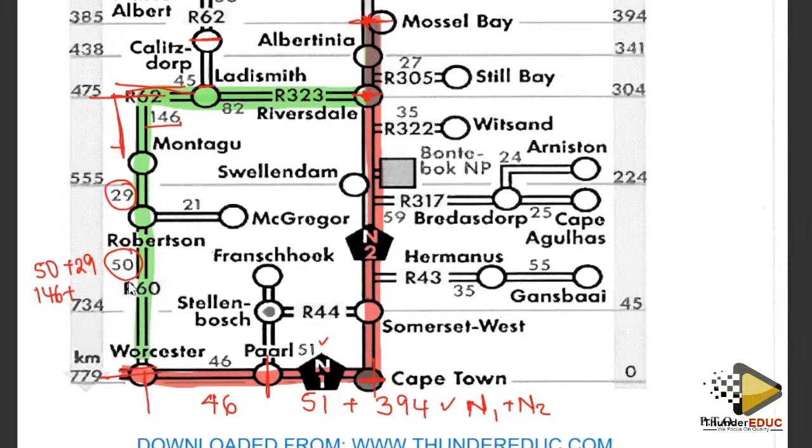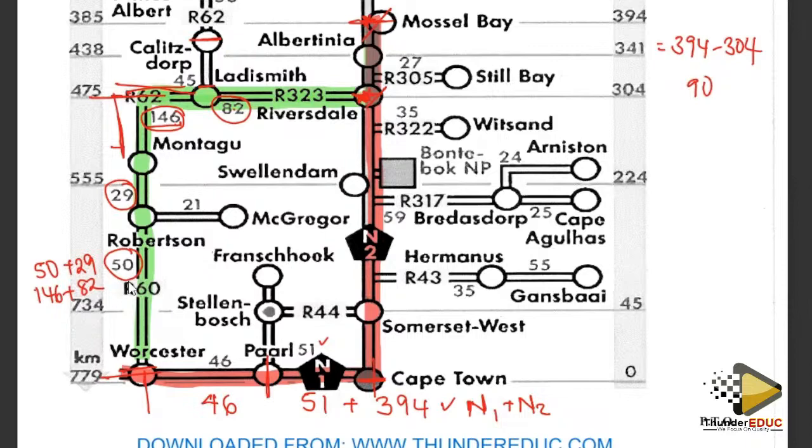So we are continuing on this other side. 146 plus 82. Definitely 82 pushes you to the end. And so what's the distance from here to there? So we shall subtract 394 minus 304, whereby we get 90.